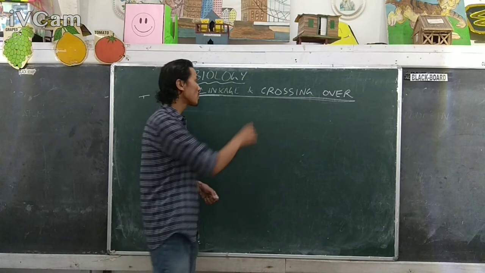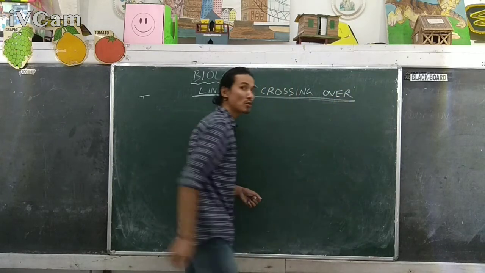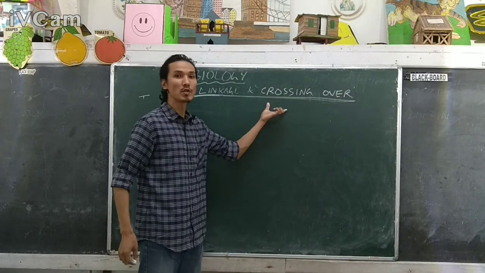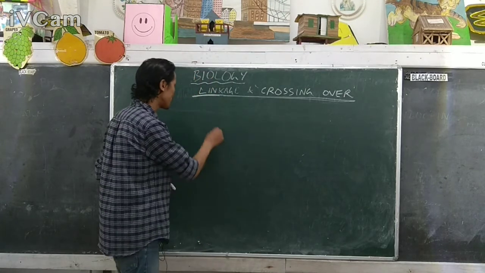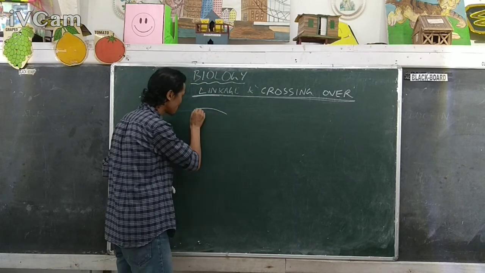The next thing is crossing over. Crossing over is one of the most important phenomena which leads to different combinations of genes. Crossing over generally takes place during meiosis. So just take a look over here.